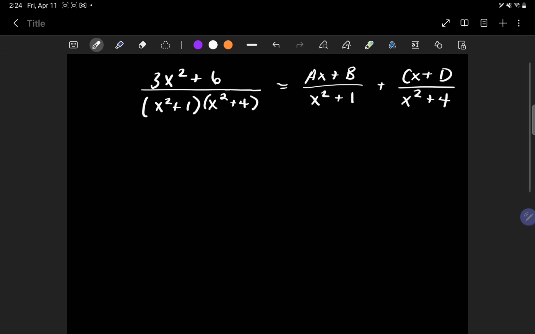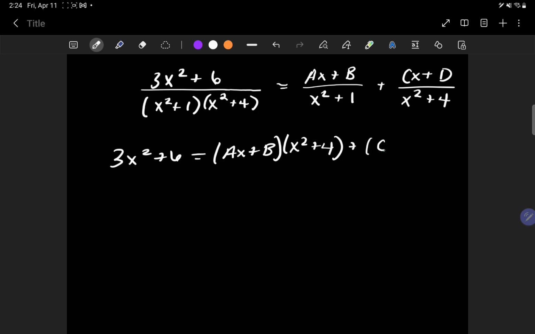Okay. So since you have taught me so well over the course of this series, we're going to do it your way. So we have 3x squared plus 6 is equal to ax plus b times the x squared plus 4, and then cx plus d times the x squared plus 1. Oh, oops. Let's slide this over.